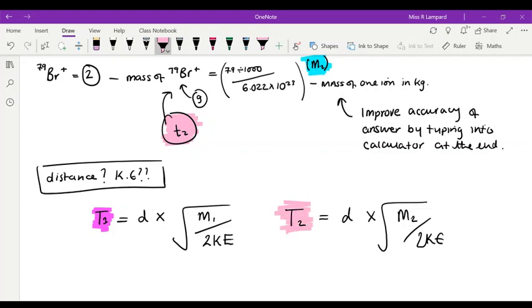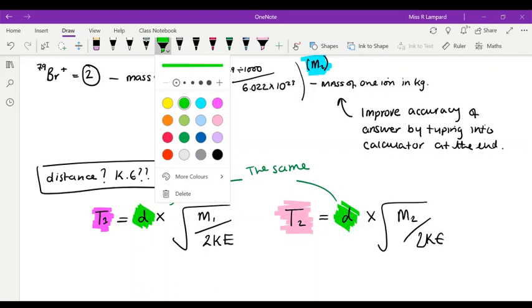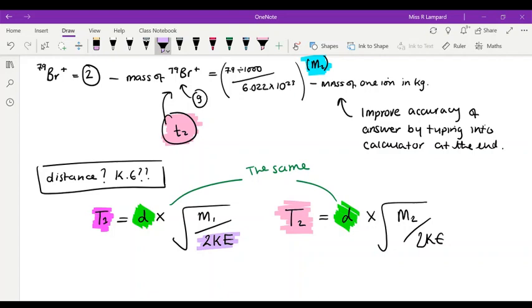Now I want you to question to yourself, well, what is it about these equations that is the same? Well, we can see, because we're working in the same flight tube, that means the distance will be the same. And the kinetic energy that each ion is given is going to be the same, because as the question says, it's given under the same conditions.